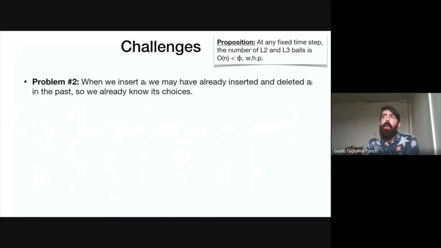Then problem number 2 we get in the analysis, and this is related to your question, Prasad, is that when you insert a ball Ai, you're going to have all sorts of dependencies because, for instance, you could have already inserted and deleted Ai in the past, so you already know its choices. And so this is the poopy emoji problem. You get this preservation of choices, and so you lose randomness the second time you insert the ball. And so these are the really complicated dependencies to deal with.